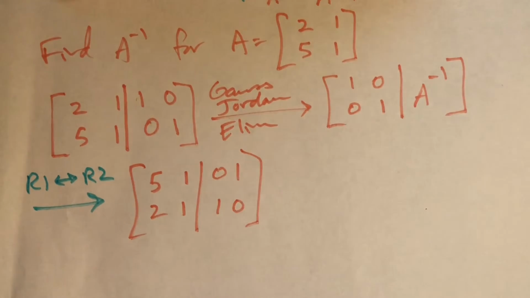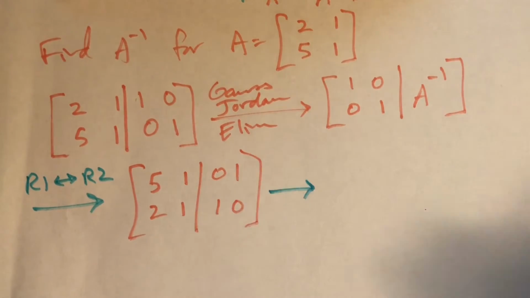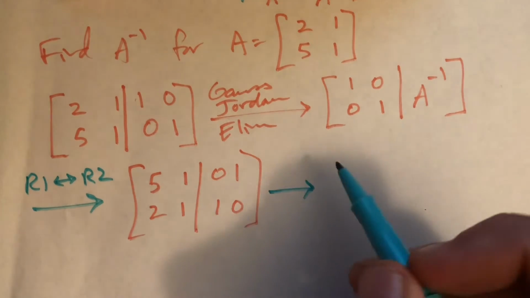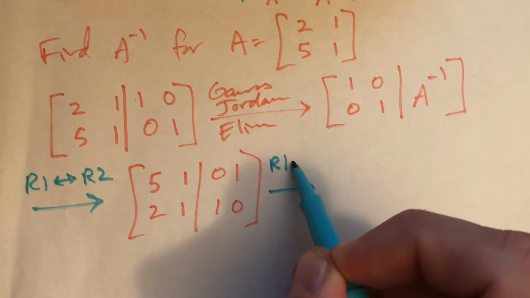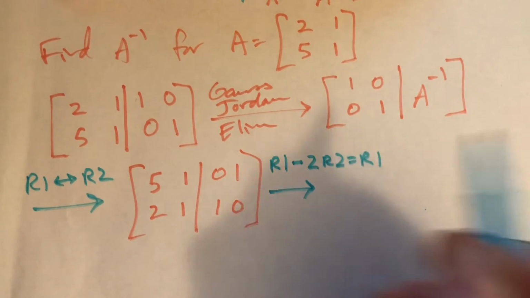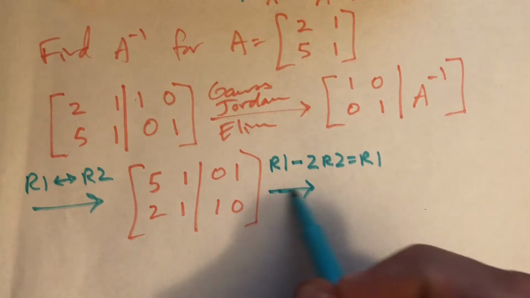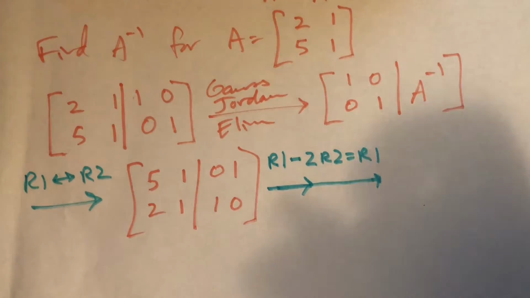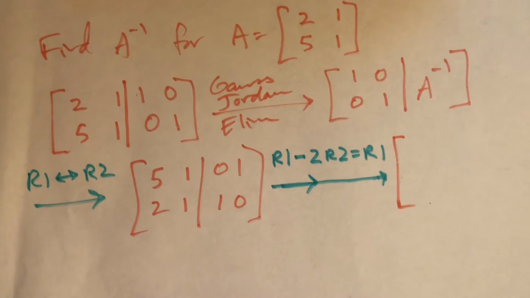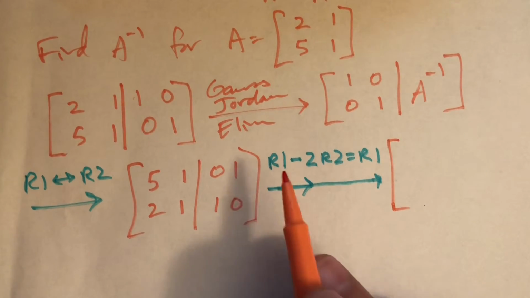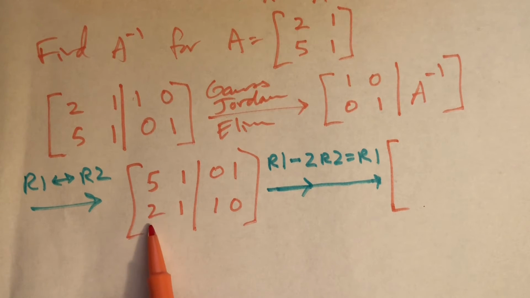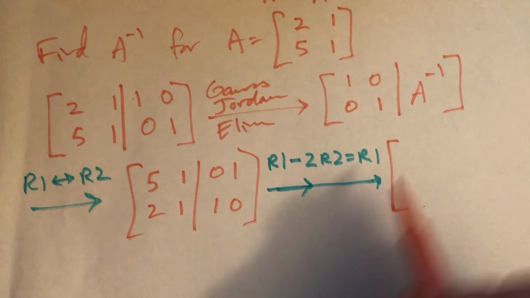Okay, great. So now I can take a multiple of this second row and subtract it from that one. So I'm going to take row 1, and I'm going to take off 2 times row 2, and I'm going to put that in place of row 1. Okay, so that's going to give us a 1 in this position, right? And that's good. So I'm going to subtract off 2 times row 2. So row 1 minus 2 times 2 is 4. So 5 minus 4, that's 1.